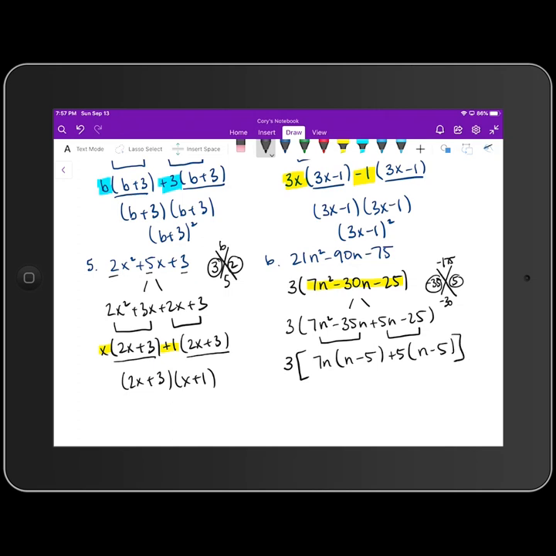So we got what we want. The factor inside of parentheses is the same for both. So I'm just going to factor that out. When I factor out n minus 5, that is going to leave me with 7n plus 5, which is going to be my second factor. Okay, so that right there is what the expression number 6, 21n squared minus 90n minus 75, factors down to.